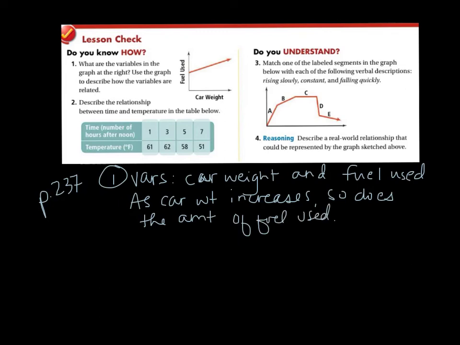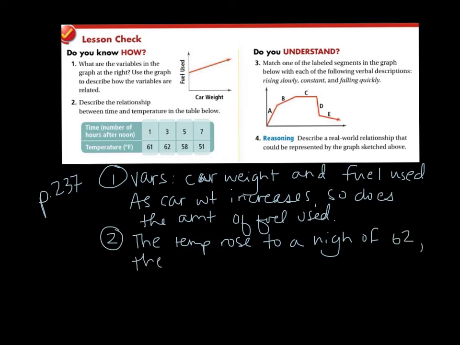Good, all right, 2. Relationship between the time and the temperature. Okay, so look at the time, number of hours, afternoon, so 1 o'clock, 3 o'clock, 5 o'clock, 7 o'clock. You watch the temperature goes up a little and then starts coming back down. All right, so the temperature rose to a high of 62, which we don't know that was the high of the day, but for this time period it was the high, then fell as it got late. Okay, and being the time of year where it's going to be dark at 4 p.m. soon, this is something we're pretty well used to, huh?